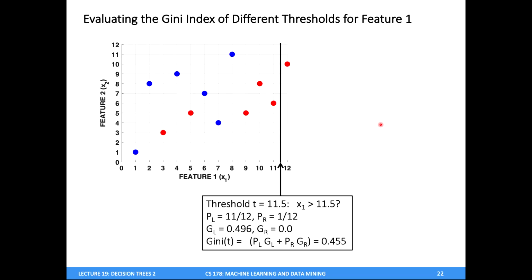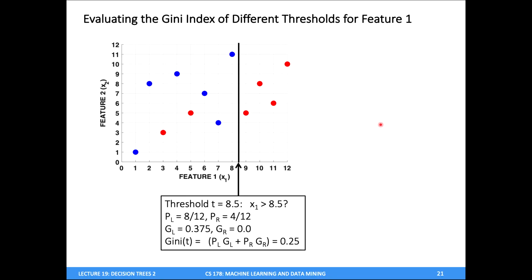And this should make sense, right? It's a good split in the sense that it puts a bunch of red data points on the right and lots of blue data points on the left. So it's doing a pretty good job at trying to classify our data.